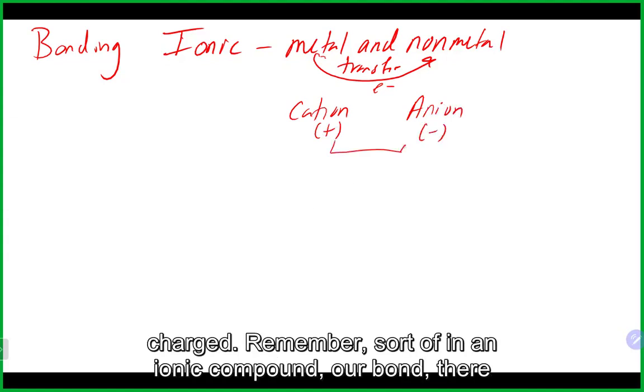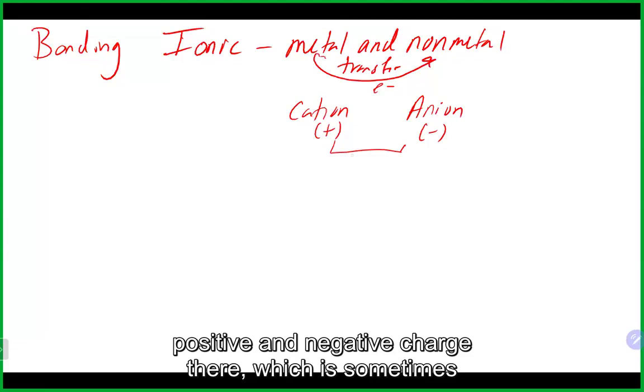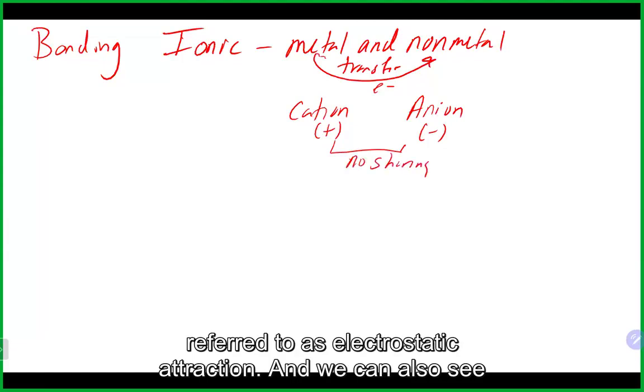Our cation is positively charged, and our anion is negatively charged. Remember, in an ionic compound bond, there really is no sharing of electrons. So what's holding that together is the opposite attraction between the positive and negative charge, which is sometimes referred to as electrostatic attraction.